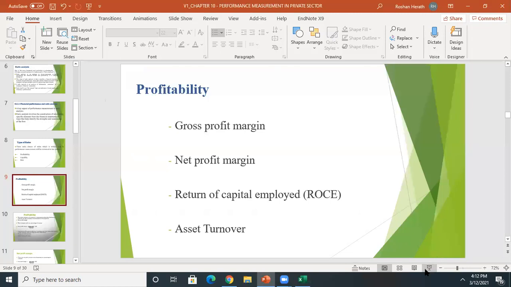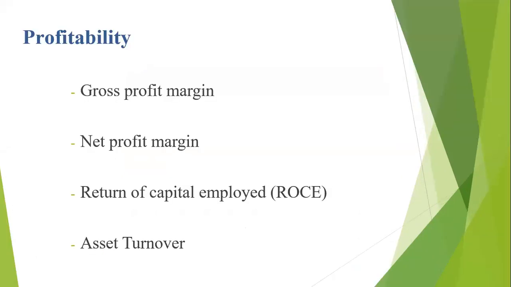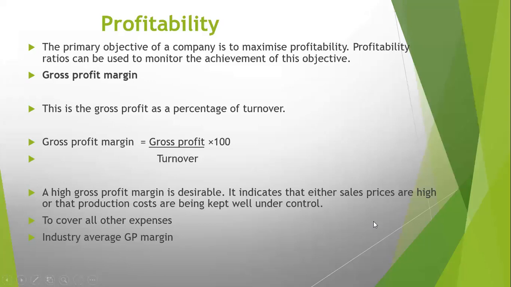Right. So it's about the profitability ratios that we are discussing. Now you must be pretty convinced that one of the important ratios is the return on capital employed. Why is that? Because it's a kind of a hybrid one. It comes as a result of the net profit margin as well as the asset turnover. Just to take you through, the primary objective of a company is to maximize the profitability. If it is a private sector, profit-oriented organization, they are there to maximize the profit. The profitability ratios can be used to monitor the achievement of this objective. So you can use these profitability ratios to see to what extent you are achieving this objective of profit maximization.